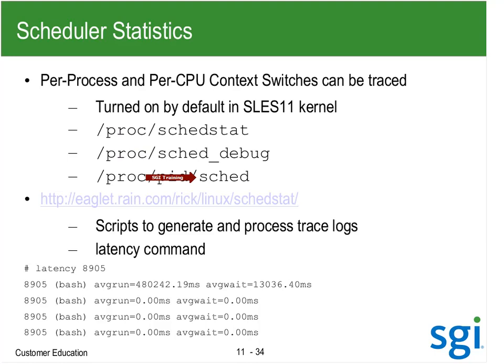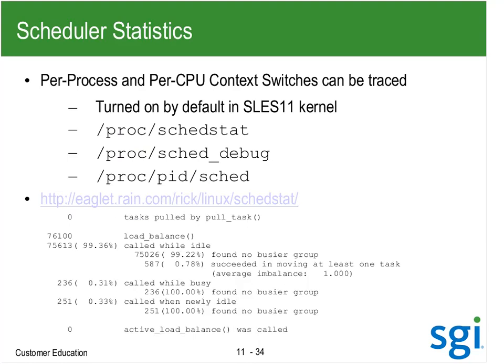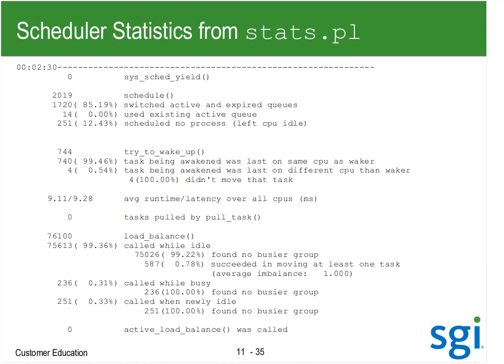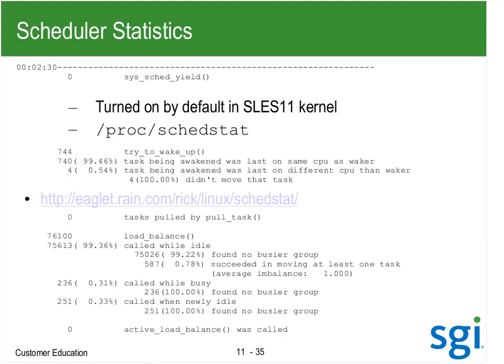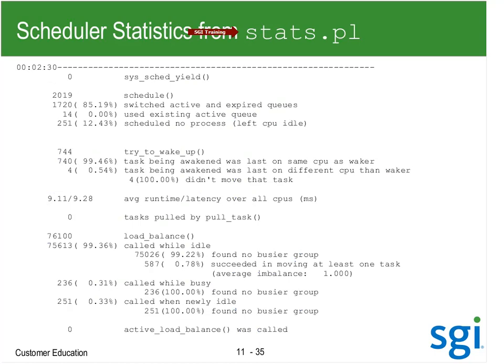Now, if you're going to play with scheduler statistics, I do recommend you send me email for the article that I have that pulled all the information together, including what this Rick guy has at IBM. He's an IBM person, and he has scripts to generate and process these trace logs. So basically, this is a script that came from Rick. I think Rick Lind was his name. And basically, what you're doing here is you have a collector that reads out a SCED debug periodically, snapshots it into a file, and then the stats PL goes through it and figures out statistics.